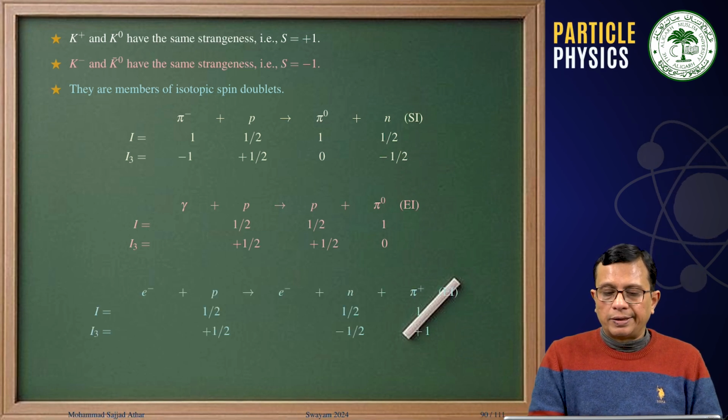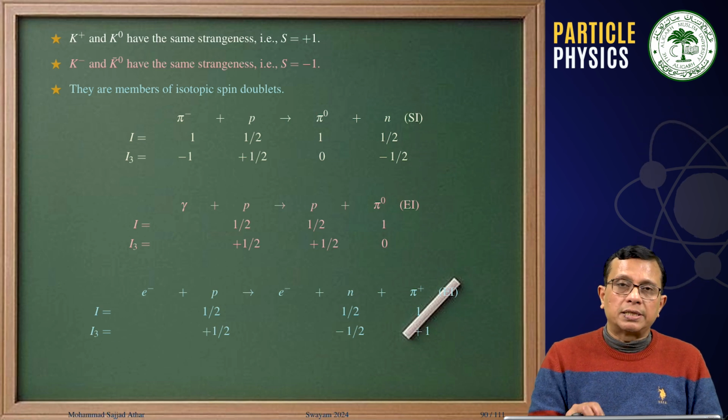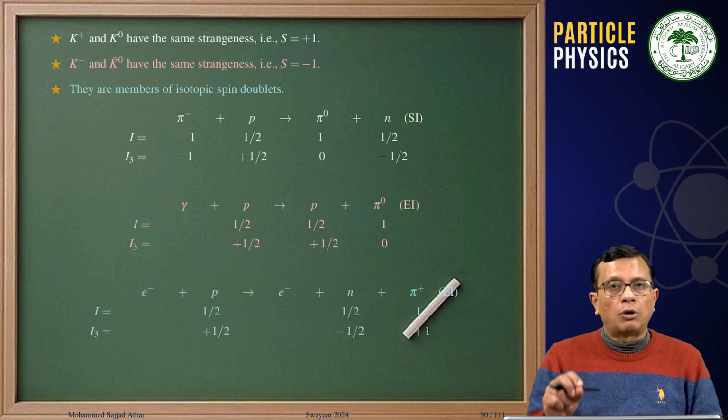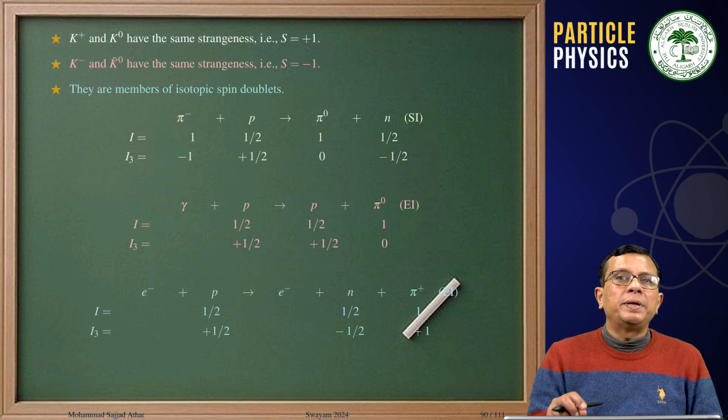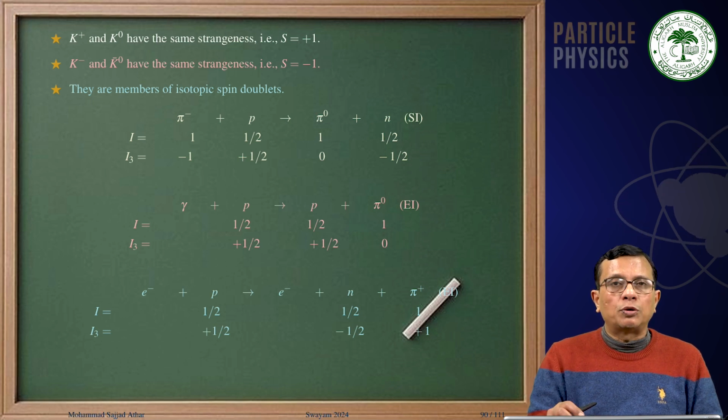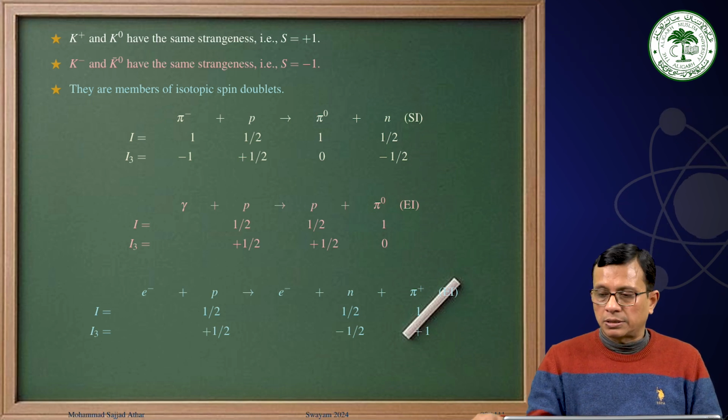Similarly, you have electron proton going to electron neutron and a pi plus. Here also you will see that both I and I3 are conserved, but if electron is there or muon is there or tauon is there, then that will be an electromagnetic interaction process.